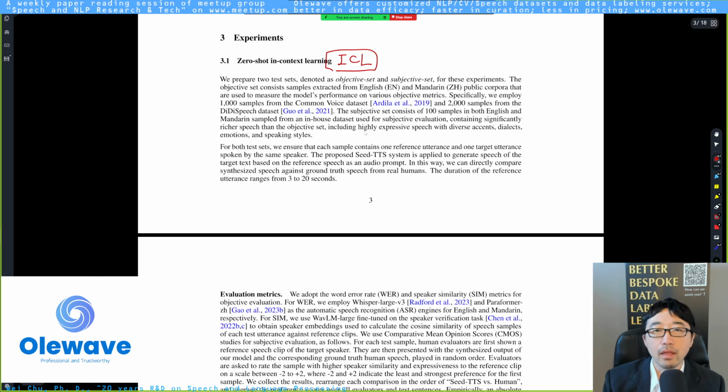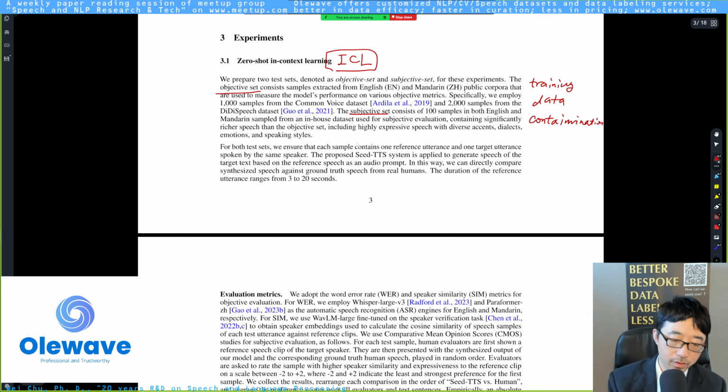Okay, they created an objective set and a subjective set. I think they have released a subjective set for other people to use. Kudos to that. The objective set is derived from public corpora, so this has the issue of training data contamination. Just Google the word or ChatGPT the word if you don't know what contamination means. They're using public data for training their data.